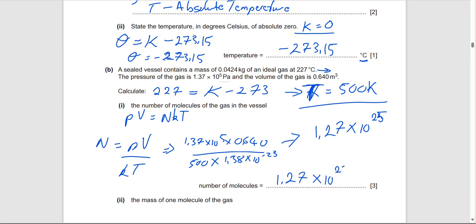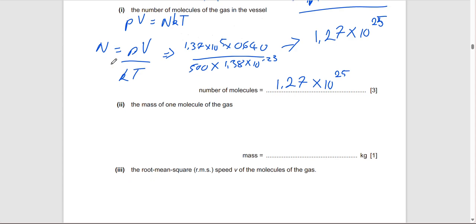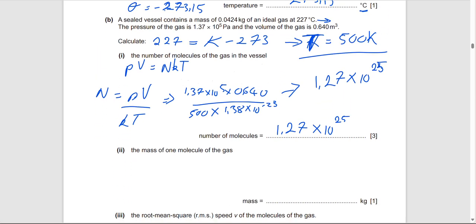Multiply by 10 to 25. Right, that is the number of molecules. Okay, the mass of one molecule of the gas, think about it. We know that the number of molecules is 1.27 by 10 to the 25, right? And we know that the mass of the gas, we have it right here. So we know that mass is equal to 0.0424 kgs, and N, number of molecules, equals 1.27 by 10 to the 25.